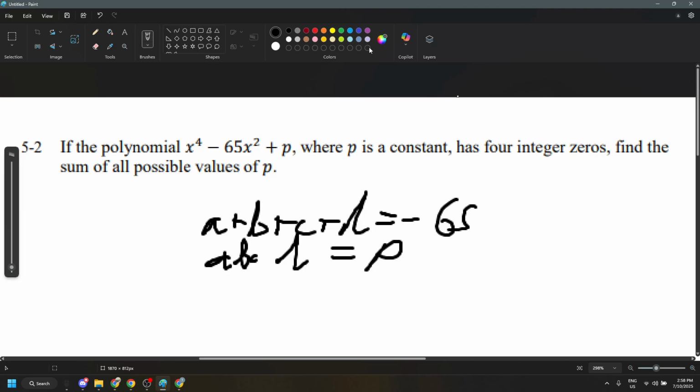So, if this is our only condition, then why don't we have a ton of p's? We have so many p's, right? Do we have infinite p's? Oh, no. What am I talking about?